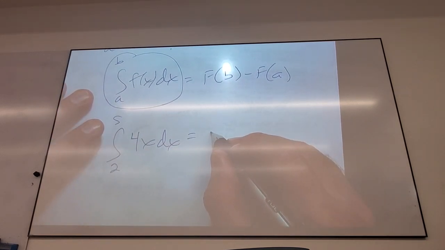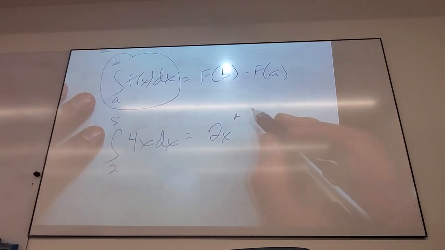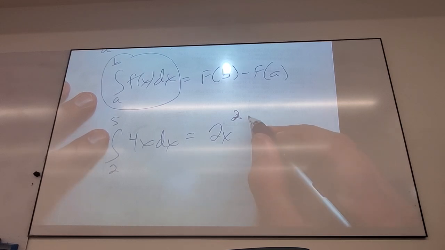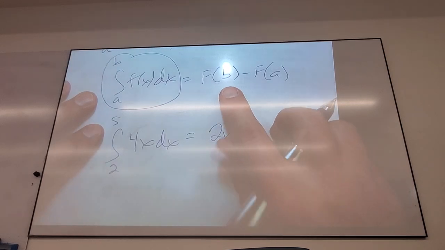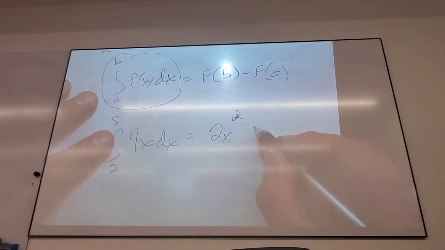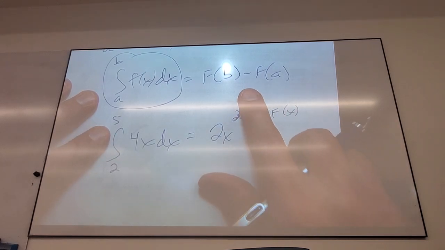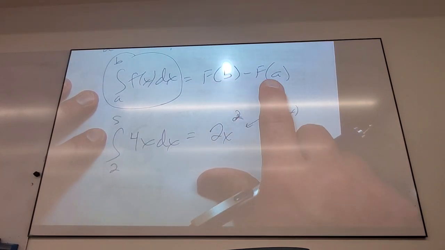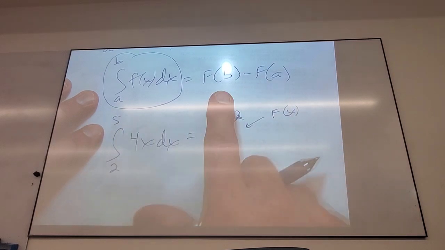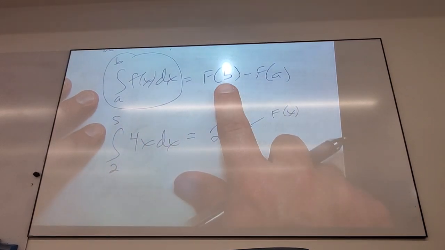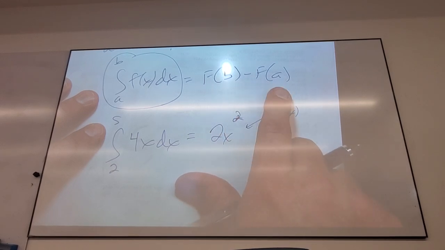2x squared. Now, real quick, I'm not gonna put a plus c because, let me show you. Isn't this big F of x? So the next thing I'm gonna want to do is plug a 5 in and plug a 2 in. Do you guys see that? Plug a 5 in, plug a 2 in and take the difference, yes? Wouldn't both of these have c if I put a plus c? Wouldn't they just cancel?